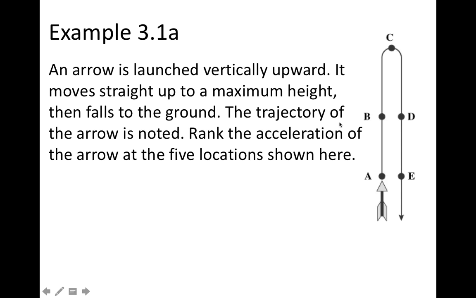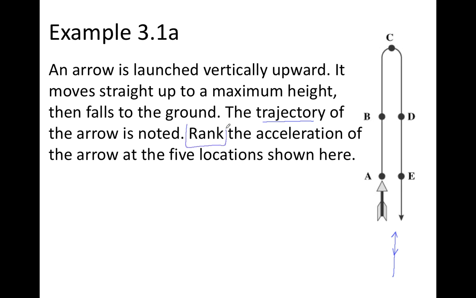In this example, we have an arrow that's launched vertically upwards, and it moves to a maximum height and then falls down to the ground. Now, if something is launched vertically upward, it doesn't move side to side like this graphic would suggest, but it's really difficult to show that if it moves up and then back along the same path. It's a lot easier to show if you curve it a little bit. So the trajectory just means the path is noted, and it asks to rank the acceleration.